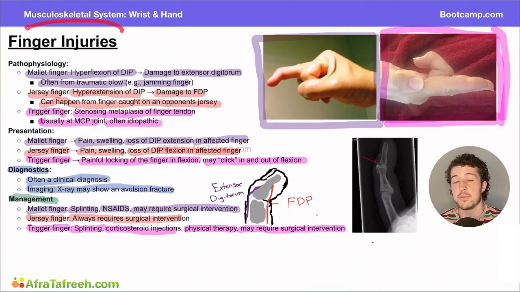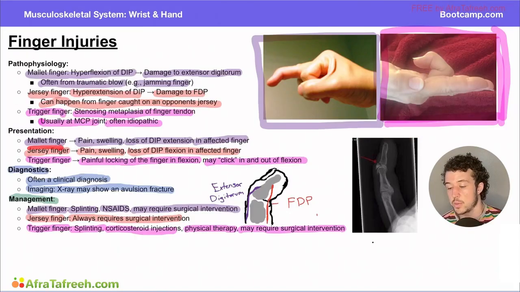So there are three main finger injuries we're talking about. Mallet finger, which will be hyperflexion, leading to damage to the extensor digitorum. Jersey finger, which will be hyperextension, leading to damage to our flexor digitorum profundus. And trigger finger, which will be a stenosing metaplasia, often at that metacarpal phalangeal joint, which will lead to a clicking in and out of flexion.